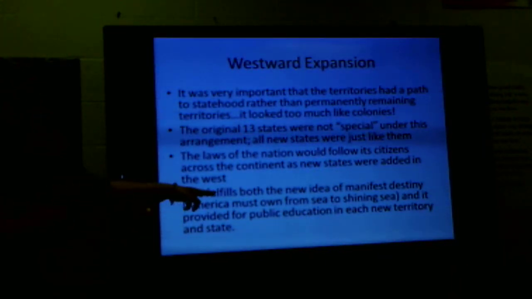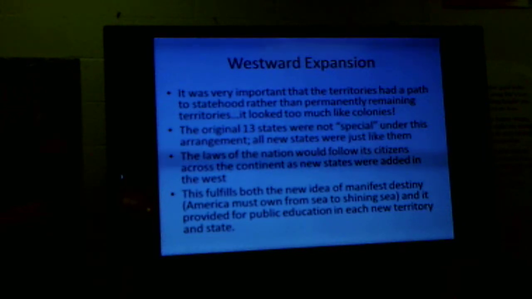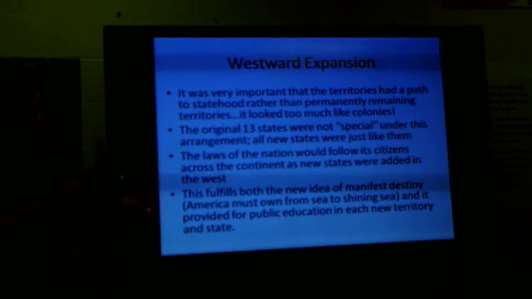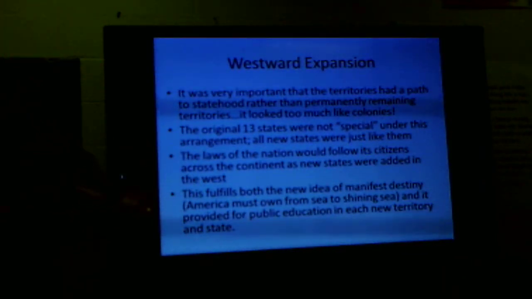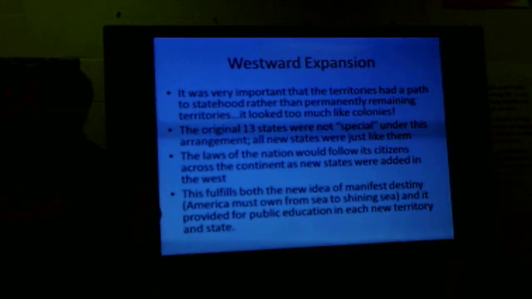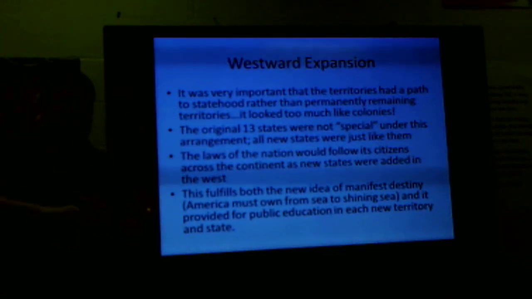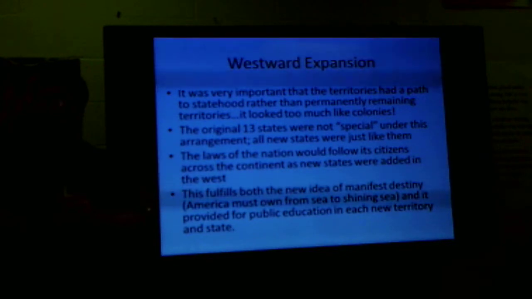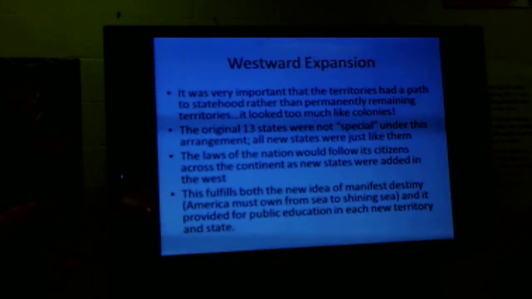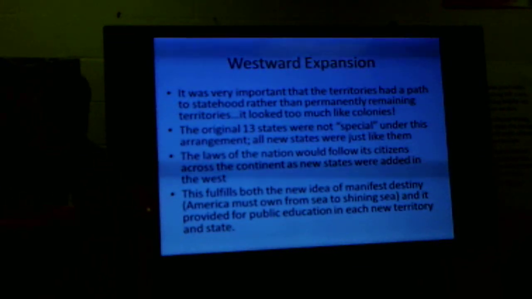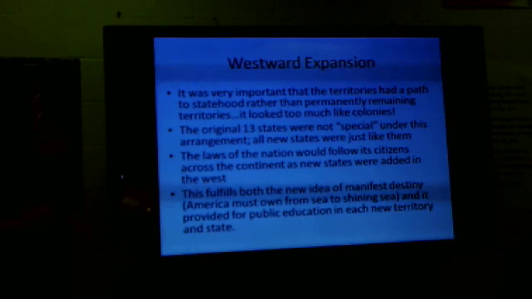And this fulfills both the new idea of manifest destiny, which is this idea that God wants America to own all the land from sea to shining sea, from the Atlantic Ocean to the Pacific Ocean. People began to really believe that it was God's ordained plan that America would own all of that land. It's called manifest destiny. That's a destiny for America that's manifest from heaven, that we're supposed to own all of that land. And it provided for public education in each new territory and state. So these are 2 of the big things, land ordinance and the Northwest Ordinance, all part of westward expansion.